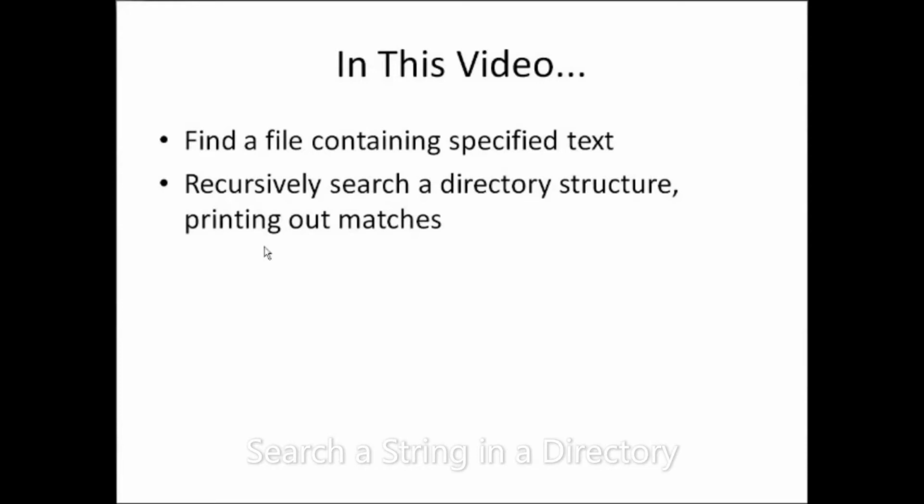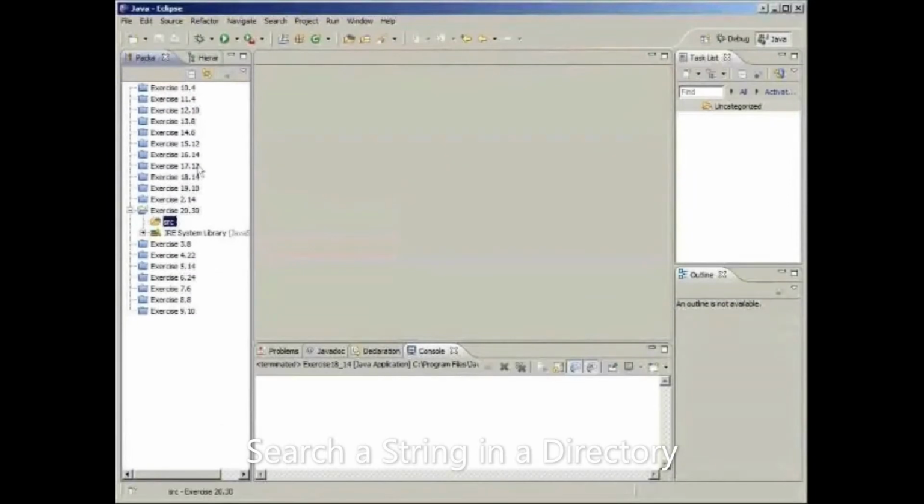Now what I mean by this is we're going to find a file containing a specified section of text. We're looking for a certain string in a directory structure that contains a lot of files. So we're going to recursively search the directory structure and print out any matches that we find. So with that, let's get started.